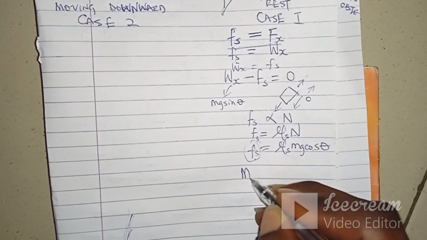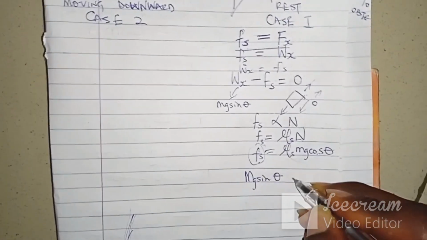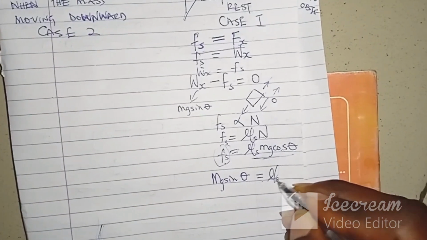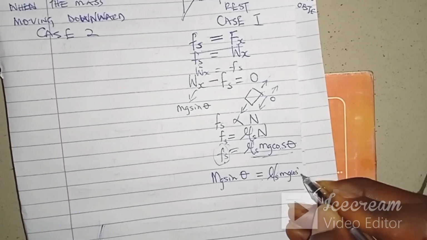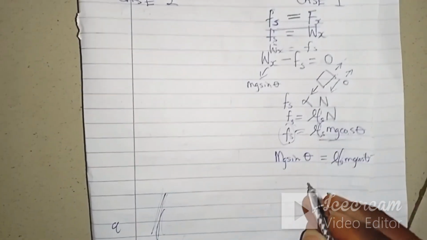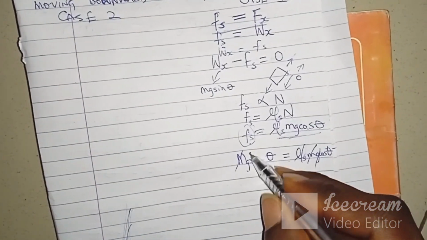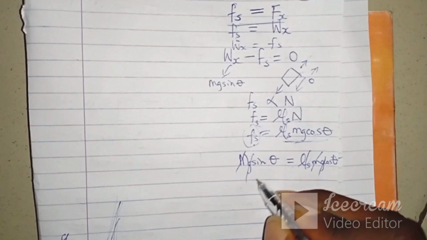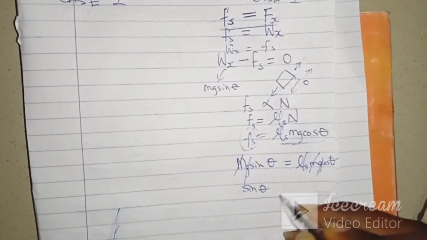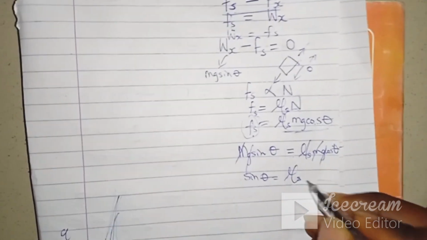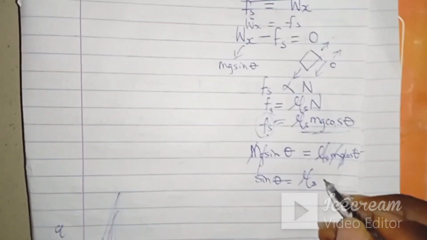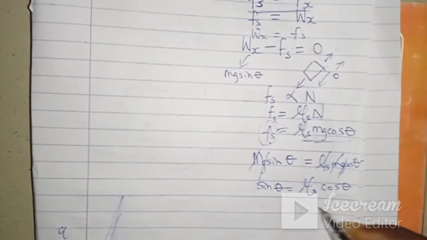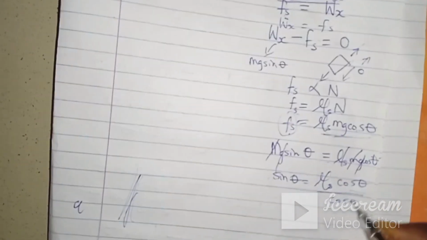You can simply say mg sine theta is equal to mu s mg cos theta. Now that I have this here, I can cancel the common terms. So I have sine theta equals mu s, the coefficient of static friction, times cos theta. So divide both sides by cos theta.